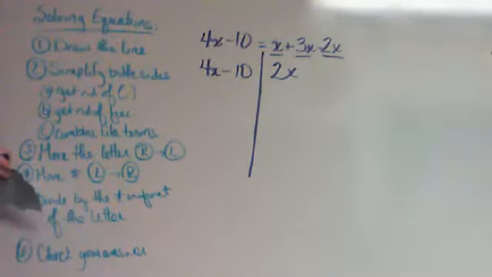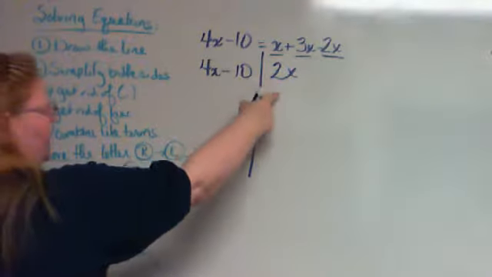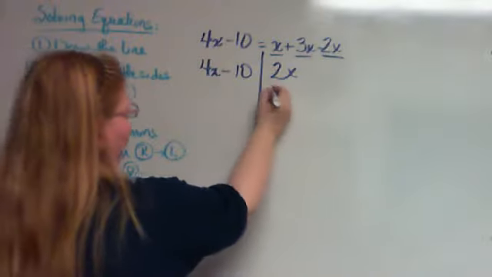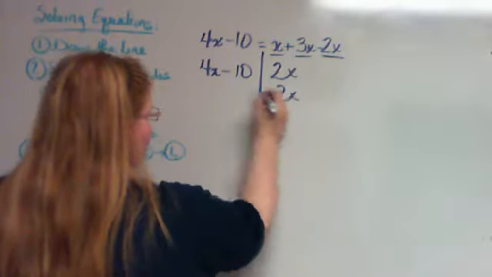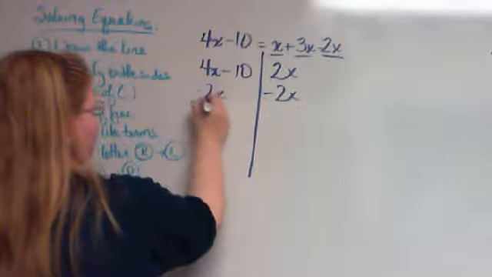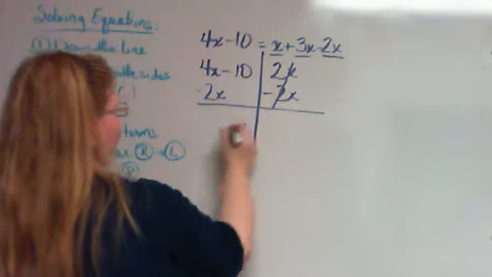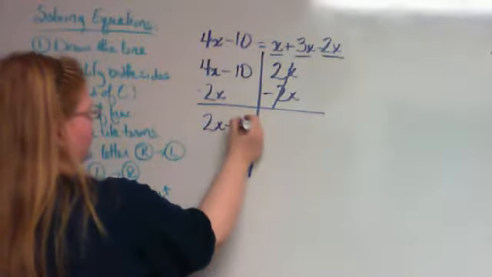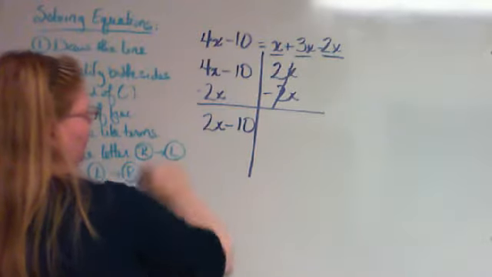Now, I'm supposed to move the letter from the right-hand side to the left-hand side. This is my letter on the right-hand side. Is it positive or negative? Well, it's positive, so I have to subtract 2x from both sides. When I do that, I have 4x minus 2x is 2x minus 10, because you can't forget that.